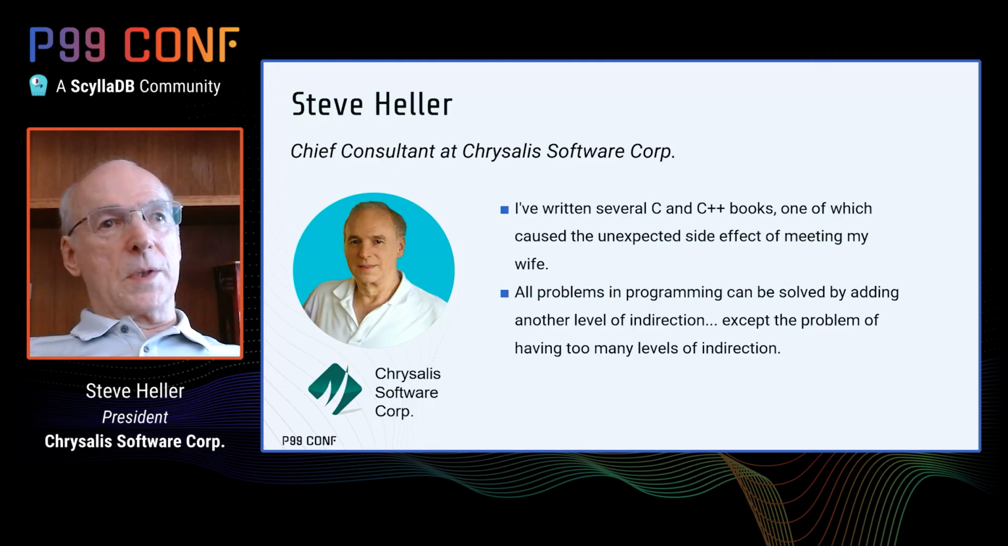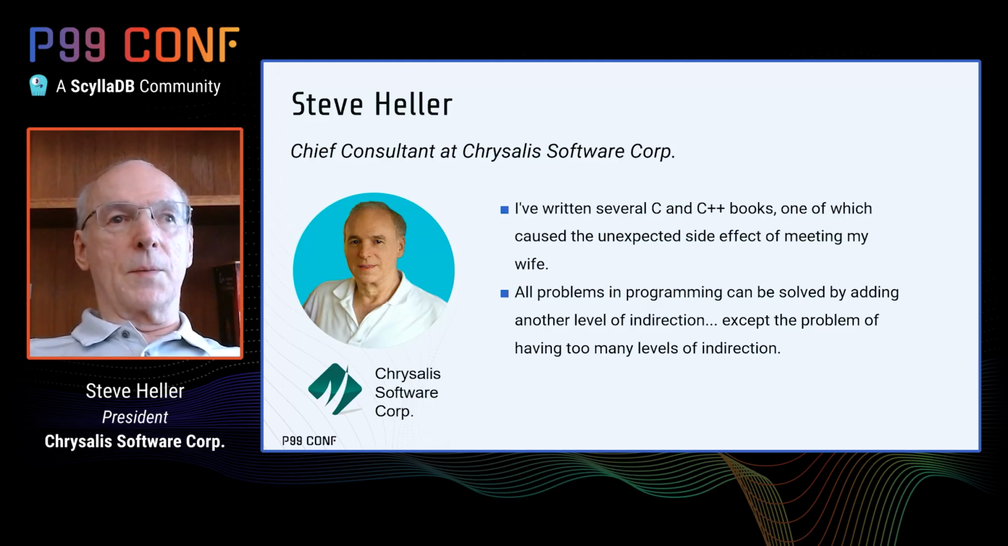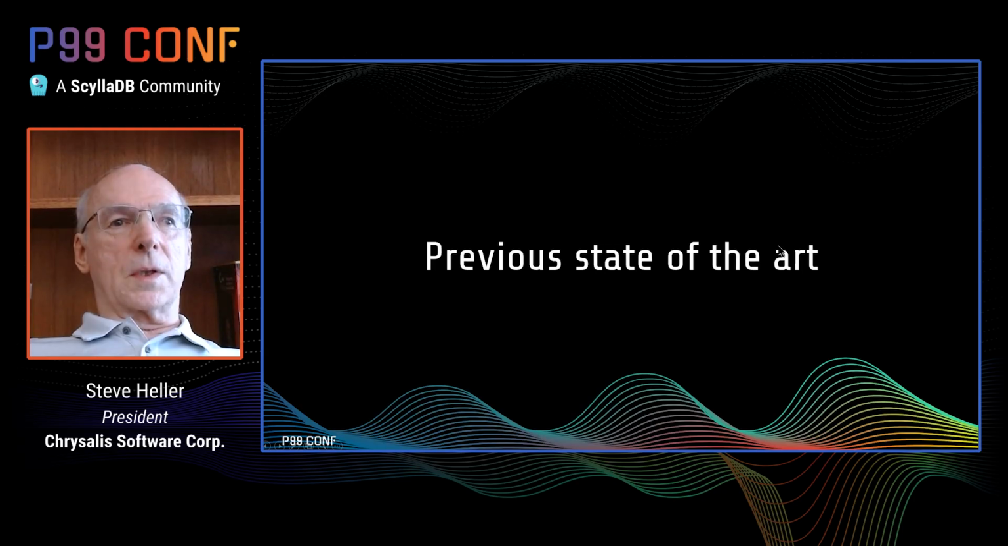For the past 6 years, I've been working on a novel hash table designed for low latency, and today I'm going to explain how it differs from previous designs. There's an old saying that all problems in programming can be solved by adding another level of indirection, except the problem of having too many levels of indirection. In such a case, the solution is to remove a level of indirection, and that's exactly what this new hash table does. First, let's look at the previous state of the art in hash tables.